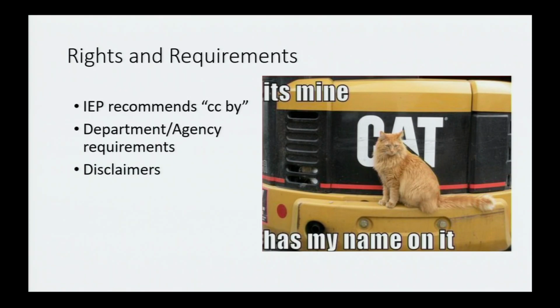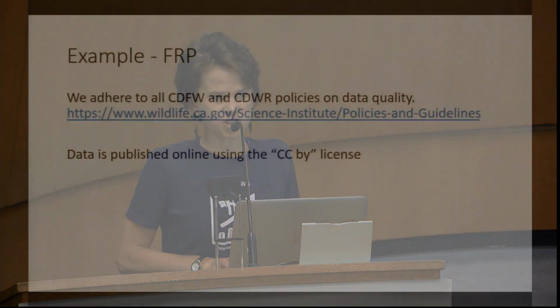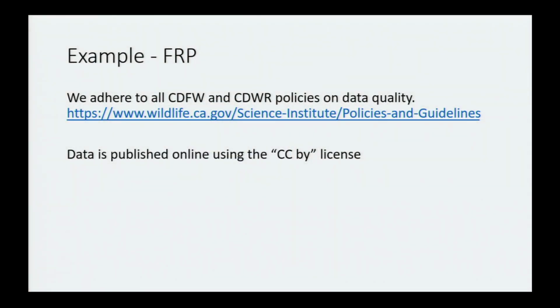However, there might be departmental or agency requirements, and you may want to include a disclaimer. A lot of agencies have some disclaimer that they want put on their data. Also, the Interagency Ecological Program is producing a draft publication standards that includes information on disclaimers and rights and requirements for sharing of IEP data. So for example, Fish Restoration Program just says that we adhere to all of the CDFW and CDWR policies on data quality, with a link to get that, and that it's published online using the CC BY license.